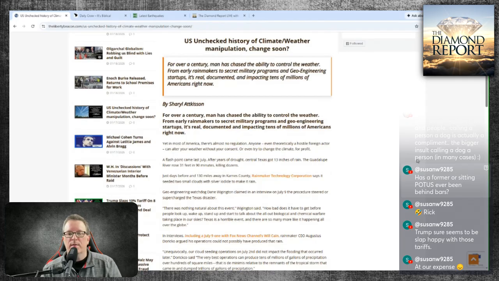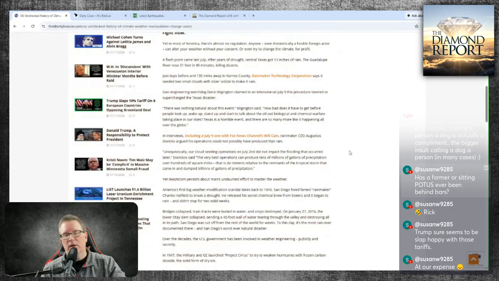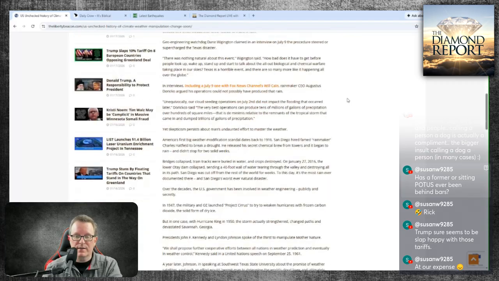For over a century, man has chased the ability to control the weather. Yet, in most of America, there's almost no regulation. So I think on the surface here, because they're talking about Rainmaker, these are some of the little, tiny systems that you would use, very small planes, like prop planes and so forth, almost like crop dusters, in order to change the local weather to something other than what it was going to be, which apparently is what is getting a lot of the coverage on alternative media, and that is not what we're talking about here.